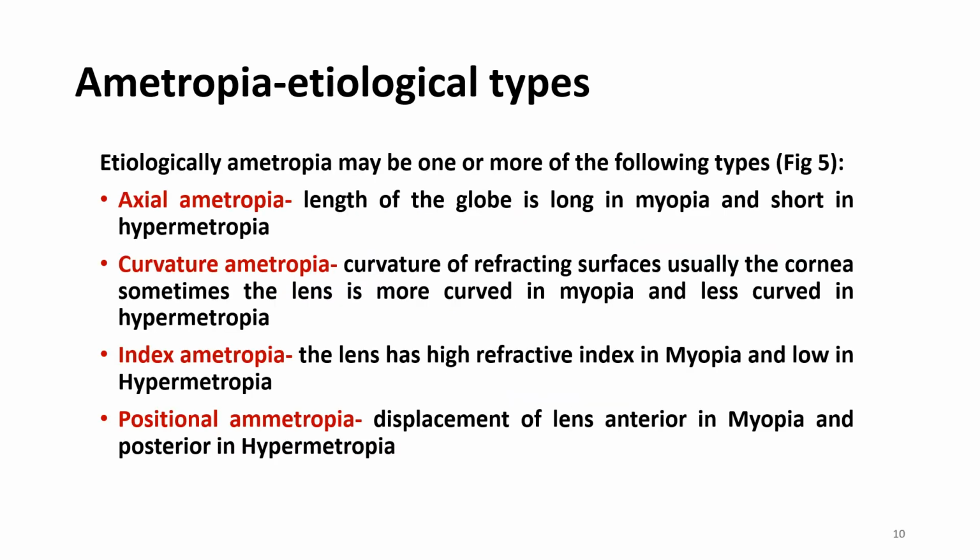Etiologically, ametropia may be one or more of the following types as illustrated in figure 5. In axial ametropia, length of the globe is long in myopia and short in hypermetropia. In curvature ametropia, the curvature of the refractive surfaces, usually the cornea, sometimes the lens, is more curved in myopia and less curved in hypermetropia. In index ametropia, the lens has a high refractive index in myopia and low in hypermetropia. And in positional ametropia, there is displacement of lens anteriorly in myopia and posteriorly in hypermetropia.